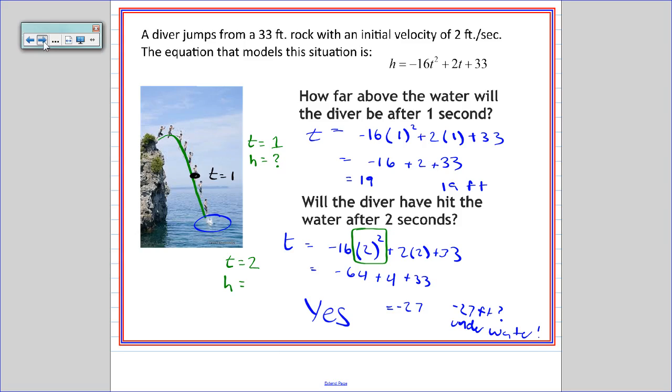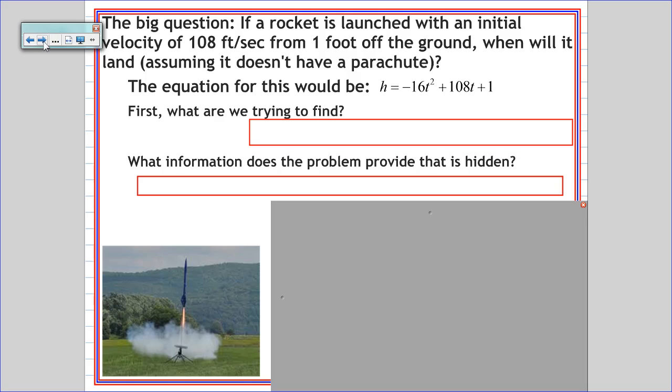All right, our last one. If a rocket is launched with an initial velocity of 108 feet per second from 1 foot off the ground, when will it land? Assuming it doesn't have a parachute. Now, when we're just starting off with algebra, we have to take a lot of things off the table. So we're not going to be doing anything with wind resistance or anything like that right now. We're just going to do a model problem.